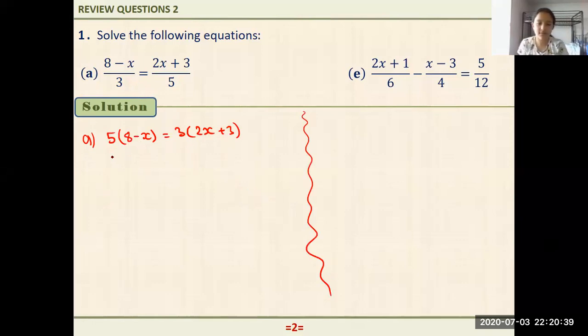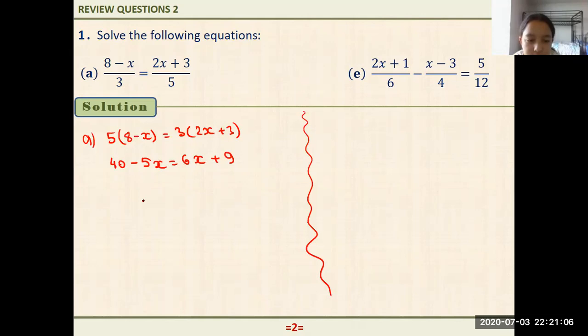5 times 8 is 40. Minus 5 times x, 5x. Equals 3 times 2x, which is 6x, plus 3 times 3 equals 9. All right. Next.